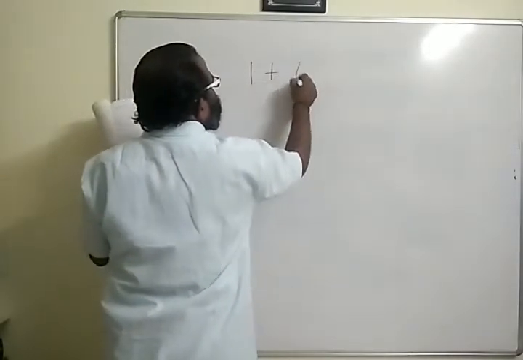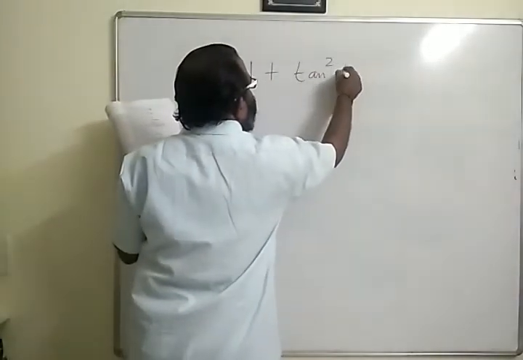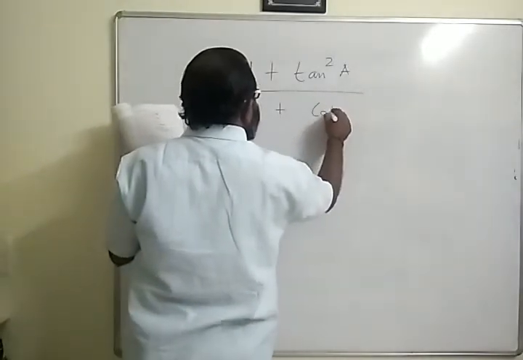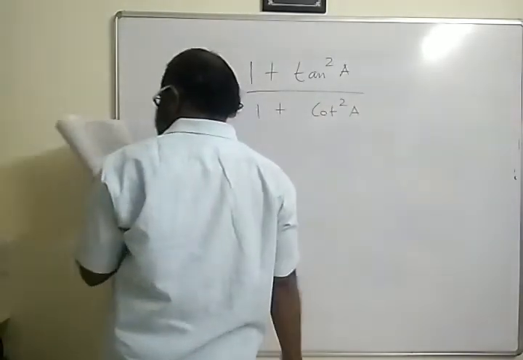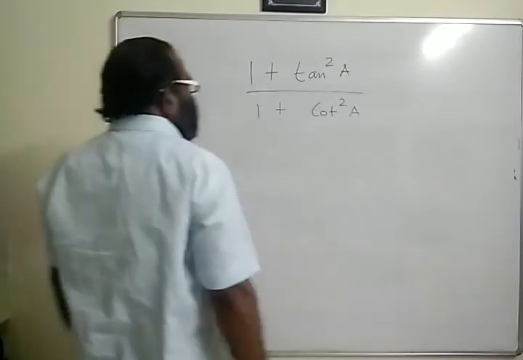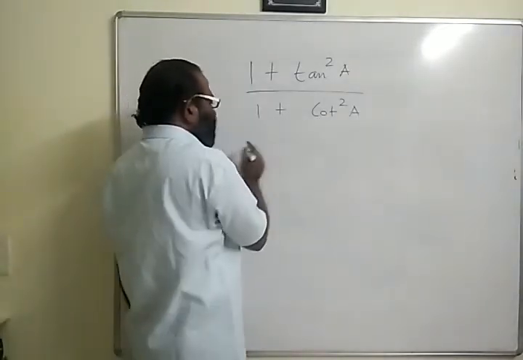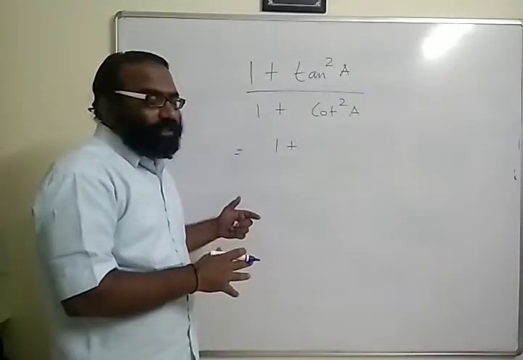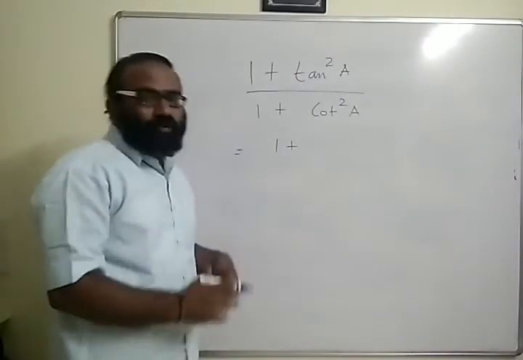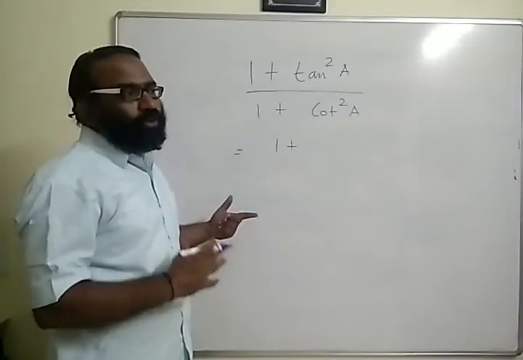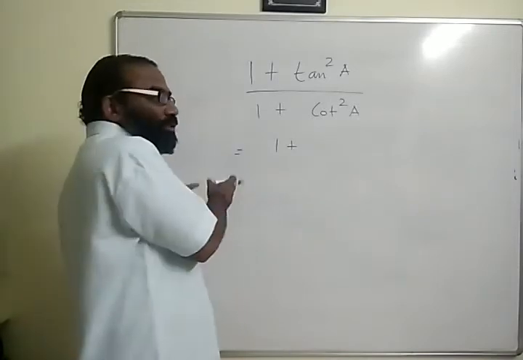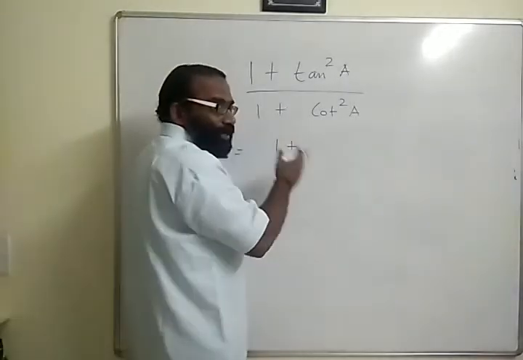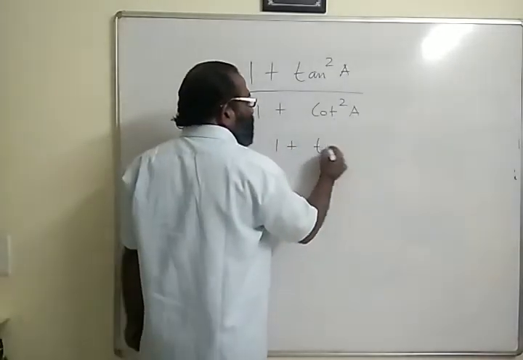One plus tan squared A by 1 plus cot squared A. So one of the easy ways to do it is, there are many ways. So in many of these problems, the approaches taken by different students are different. So there's nothing that this is the only approach, there can't be another approach. But finally we have to prove whatever is given.